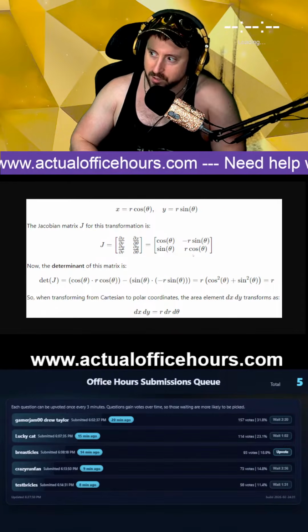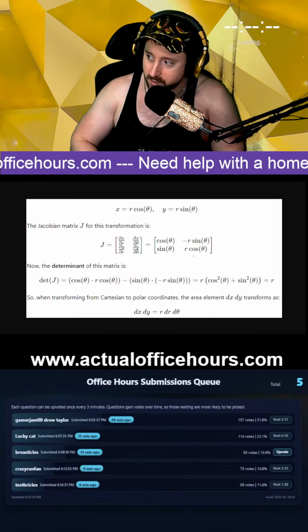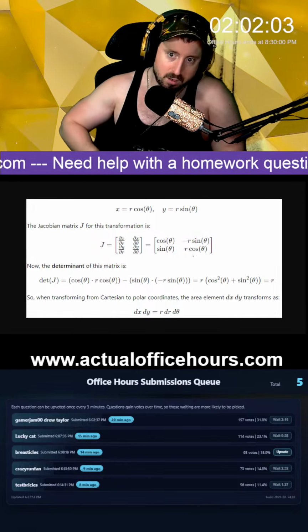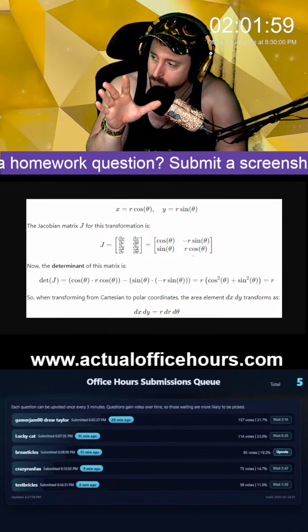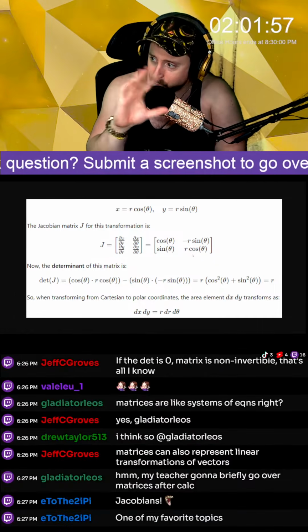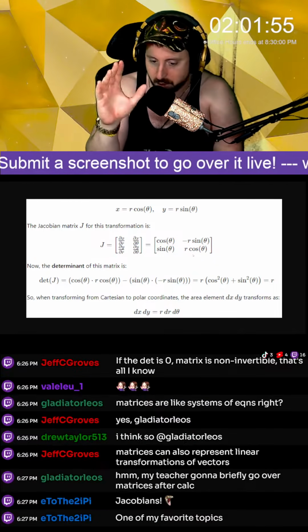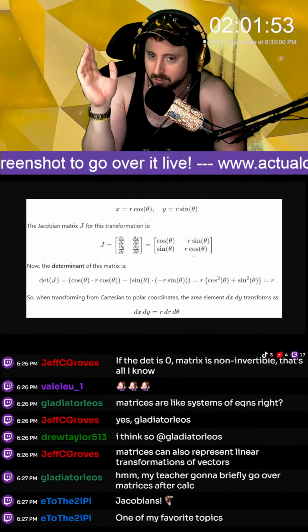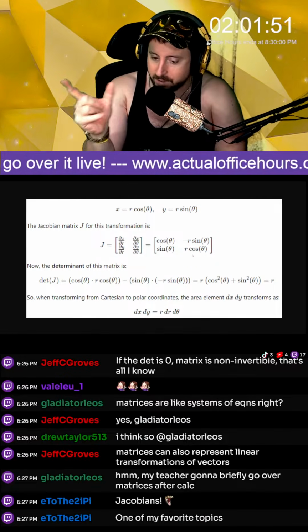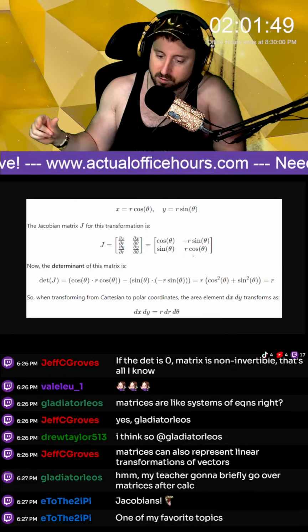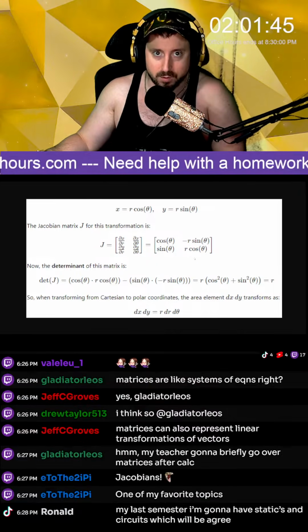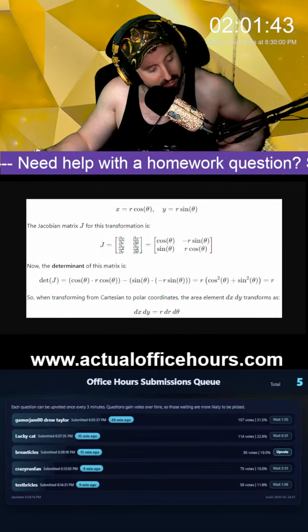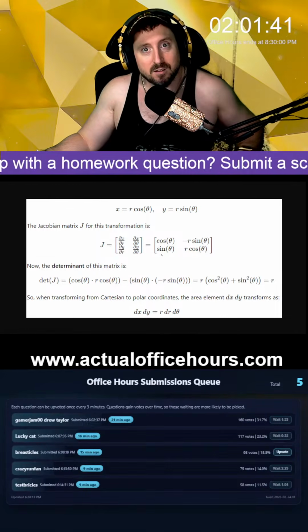And then what Bresticles was saying is, when you get into calculus 3, which is multivariable calculus, a lot of times you have to transform the variables or the coordinate system with what you're integrating or deriving or whatever. And the easy way to figure out how you move between coordinate systems is to use matrices. They're great for doing that. Jacobians, one of my favorite topics. Bing, bing, bang.